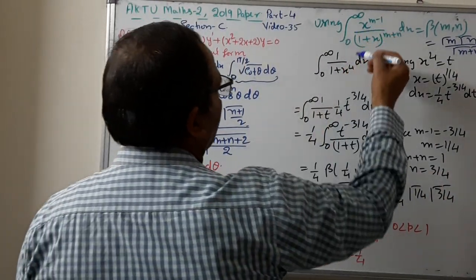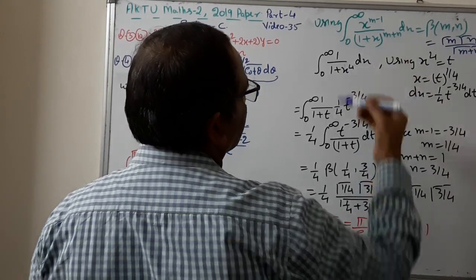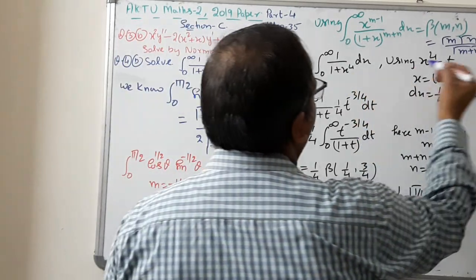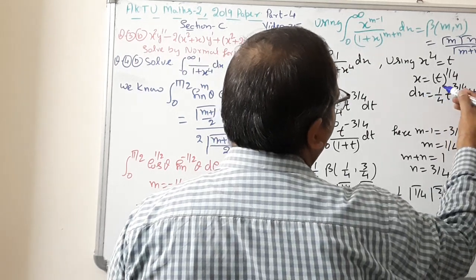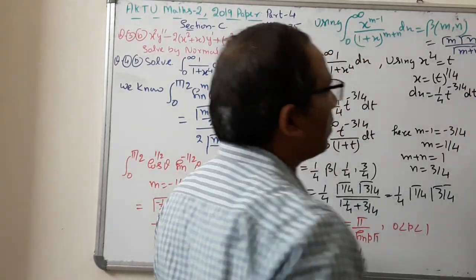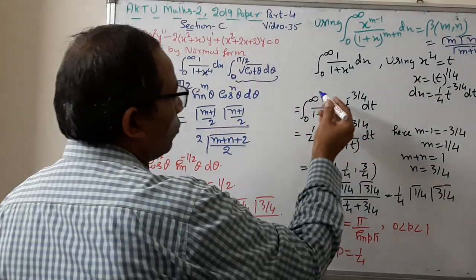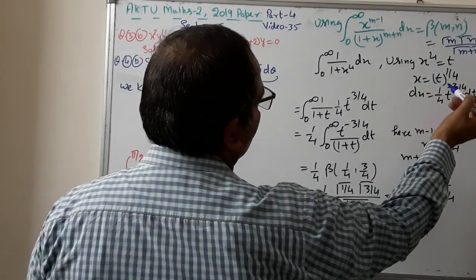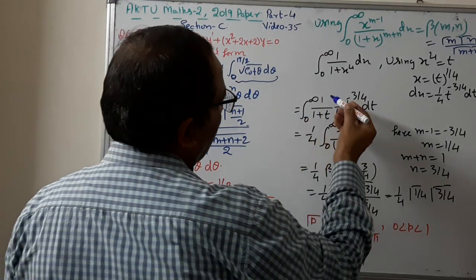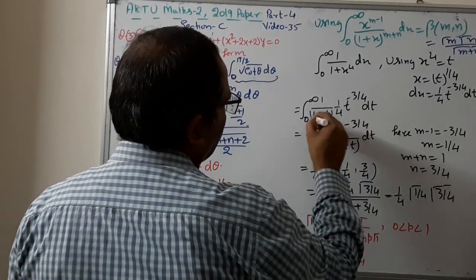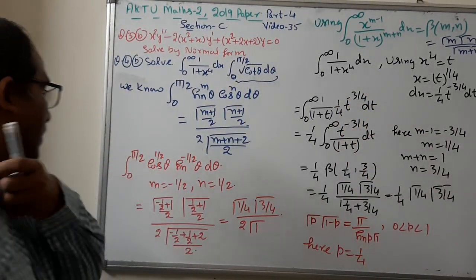If we compare this formula to the given integration, we can see that here it is 1 plus x, and here it is 1 plus x to the power 4. So taking x to the power 4 equal to t, we can write x equal to t to the power 1 upon 4, and dx is equal to 1 upon 4 t to the power minus 3 upon 4 dt. So putting the value here, we get 0 to infinity, because if we put x equal to 0, t equal to 0, and x equal to infinity, we will get t equal to infinity. So the limit will be the same, and 1 upon 1 plus t, and 1 upon 4 into t to the power minus 3 by 4 into dt.